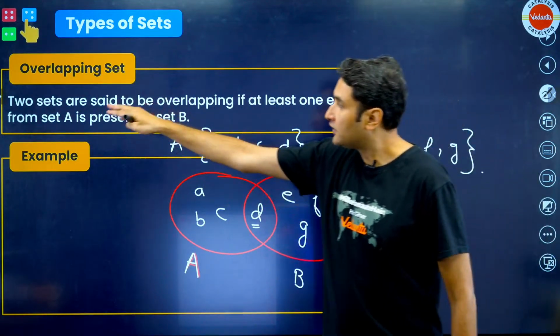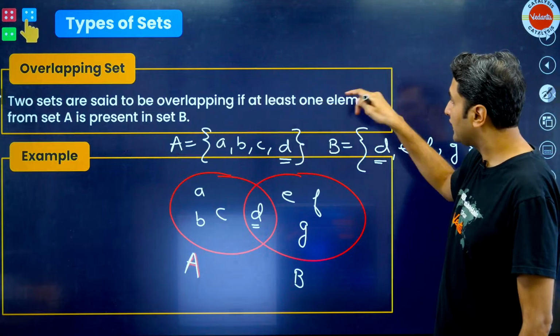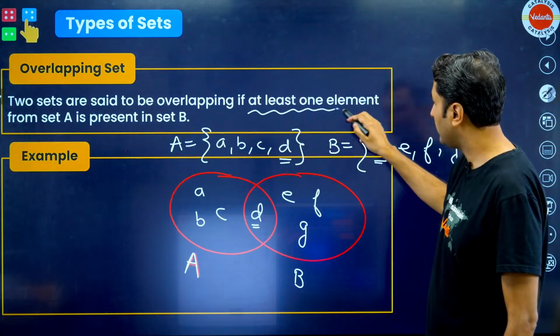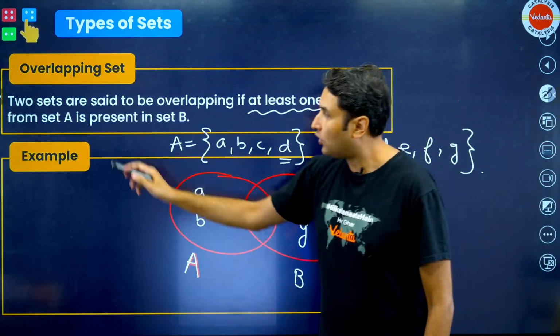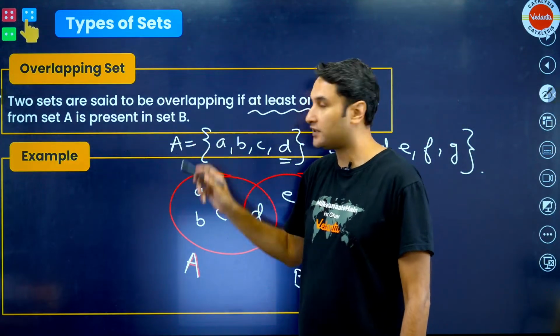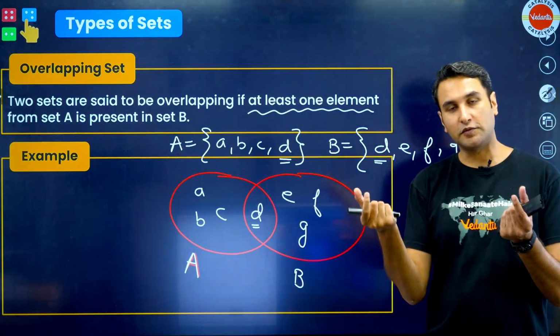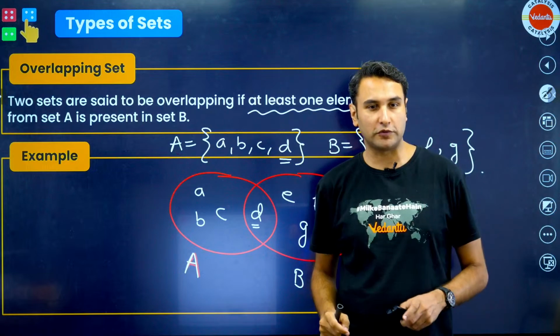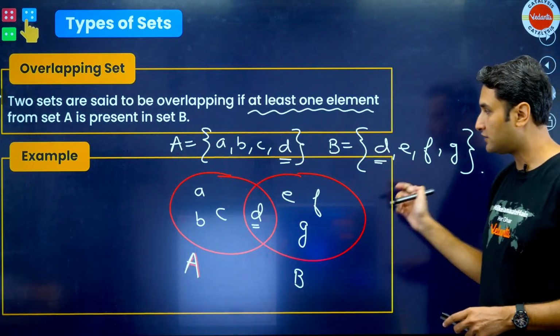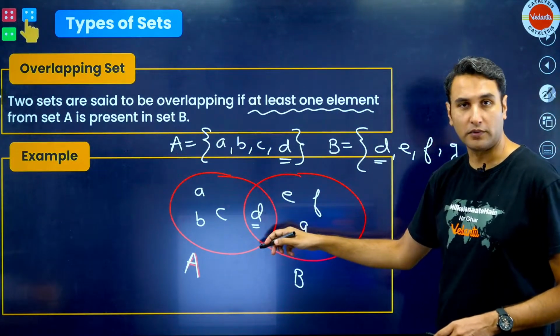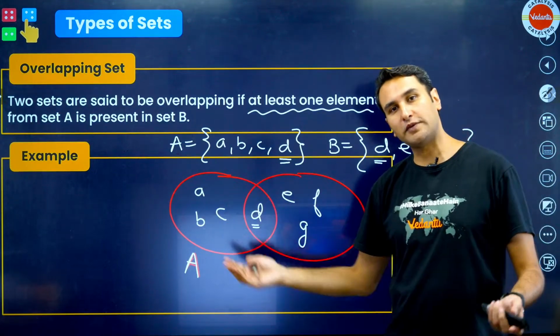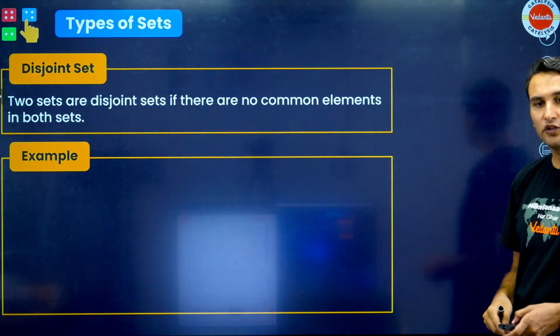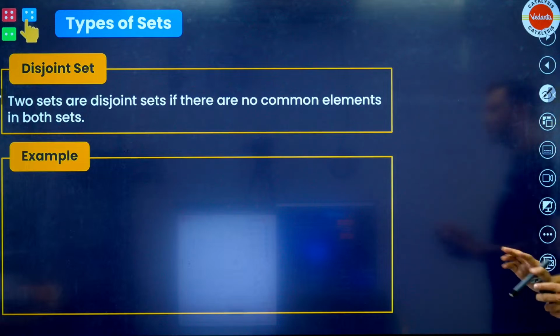The definition is two sets are said to be overlapping if at least one element from set A is present in set B. So set A and set B should have at least one element common between the two. This exactly is the case where only one element is common. There can be more elements which can be common. Okay? So this is very very simple, it's super simple.